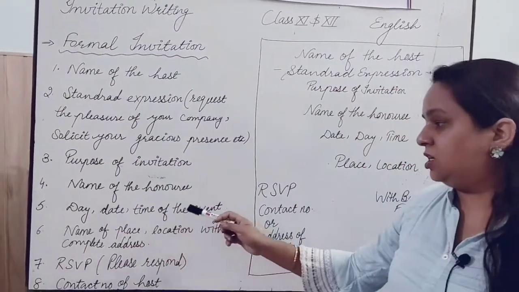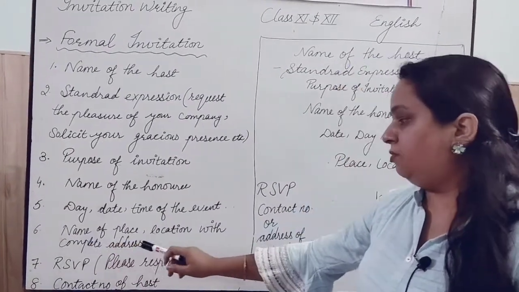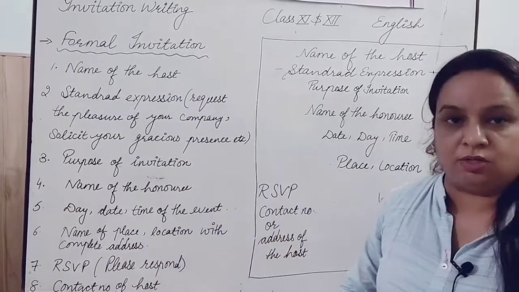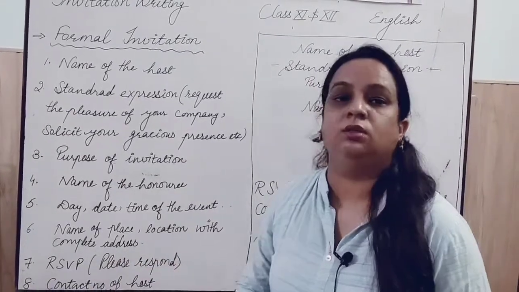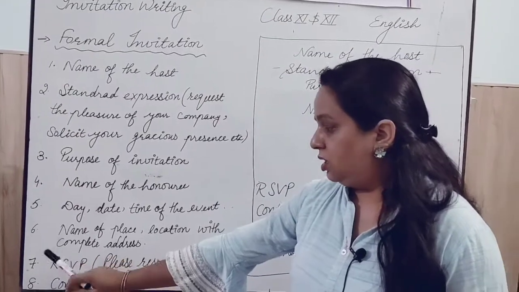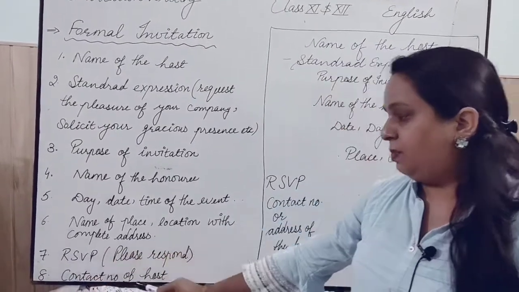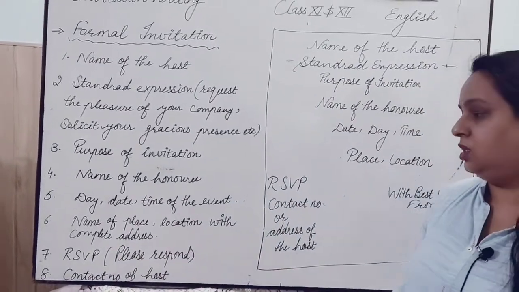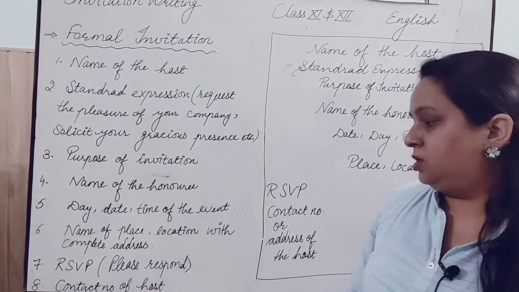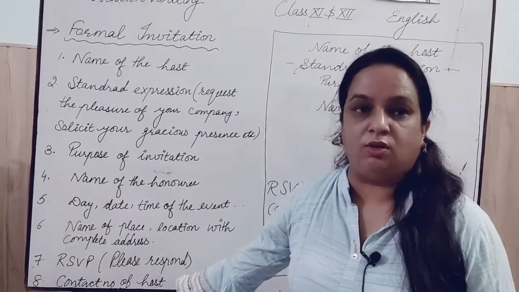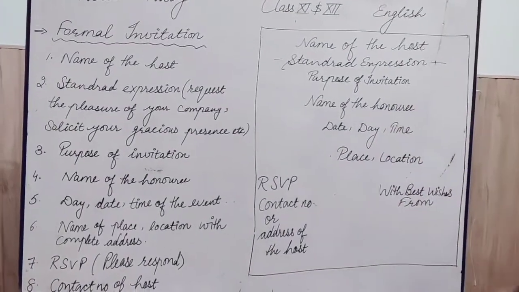Next, you have to take care of the day, date and time of the event. Next, the name of the place, the location with complete address where the celebration will be held. And in the left corner, you have to write RSVP. That is a French phrase which means please respond. And in the end, you have to give the contact address and the phone number of the host. So this is the format.